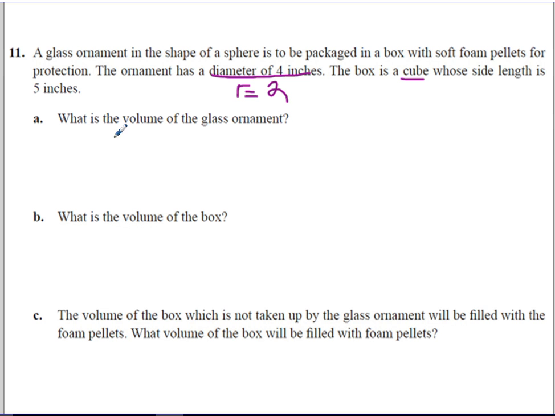So first it's asking us the volume of the glass ornament. And so it is a sphere. So remember the formula for a sphere is 4/3 pi r cubed.